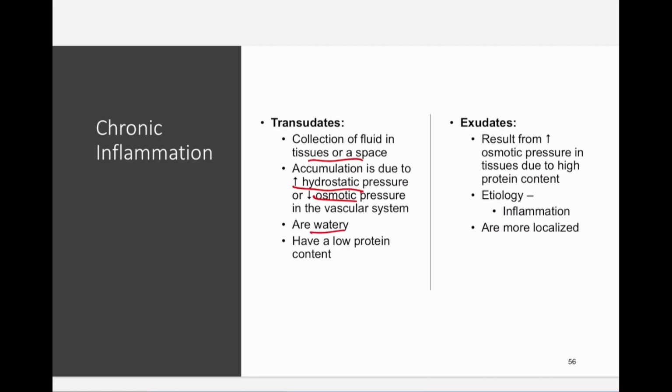Transudates are very watery, with low protein content. So what would be an example of a transudate? Anyone know? Swelling due to increased hydrostatic pressure. Edema in your legs, okay? Due to CHF, for example. CHF is a transudate due to increased hydrostatic pressure from all the blood in the veins. It causes swelling in the legs. That's a transudate.